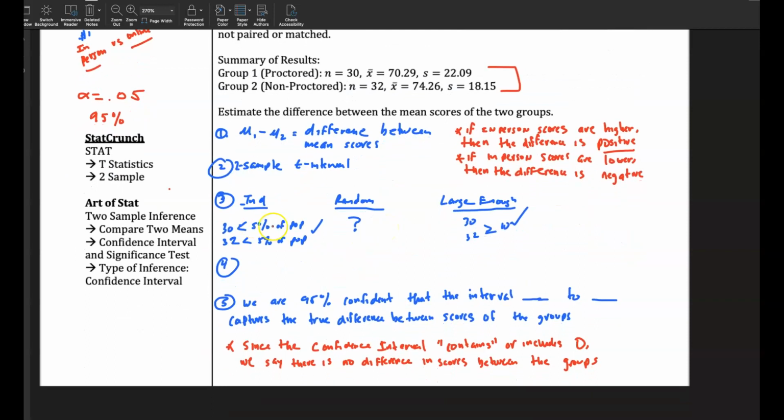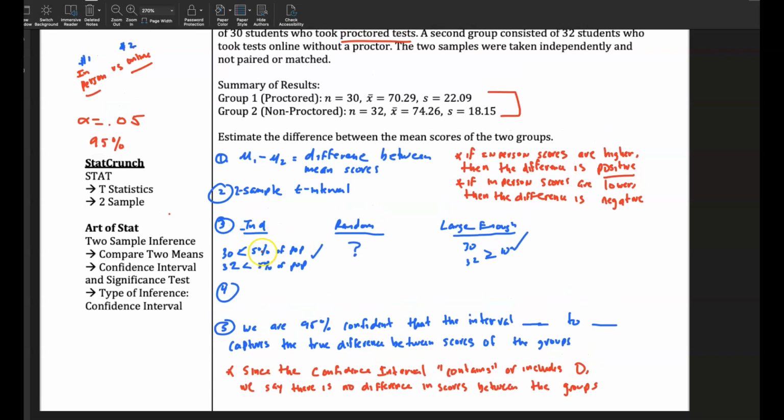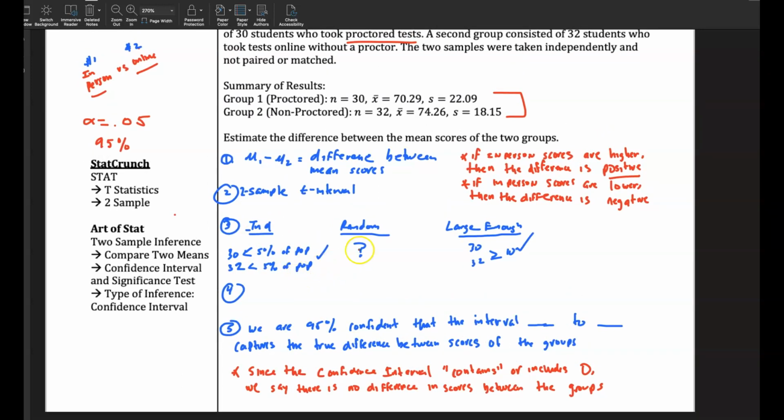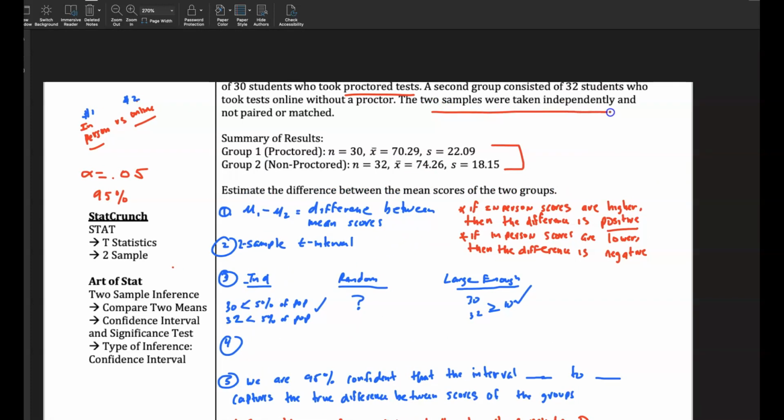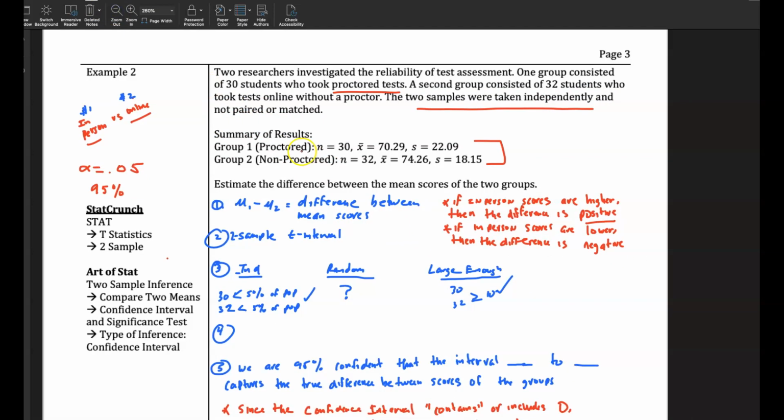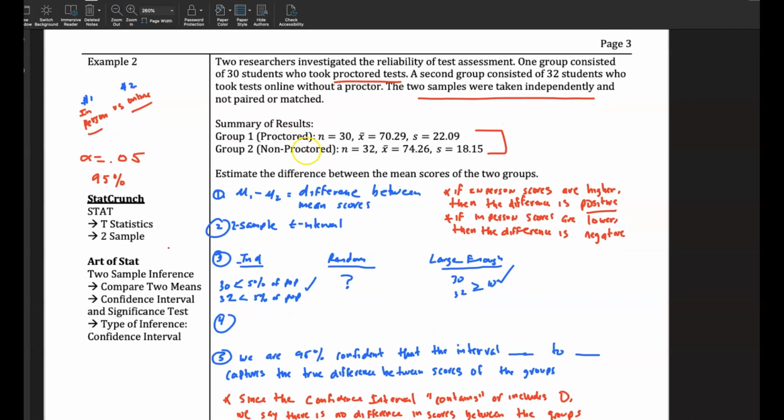We go ahead and check the conditions. Independent: less than 5% of the population, so we're good there. Random: it doesn't say how the samples were taken, so we always have to be careful of our interpretation if the data is not random. We'll still do the calculations. And the samples are large enough, meaning greater than or equal to 30, so we're good there. Now let's calculate the difference.